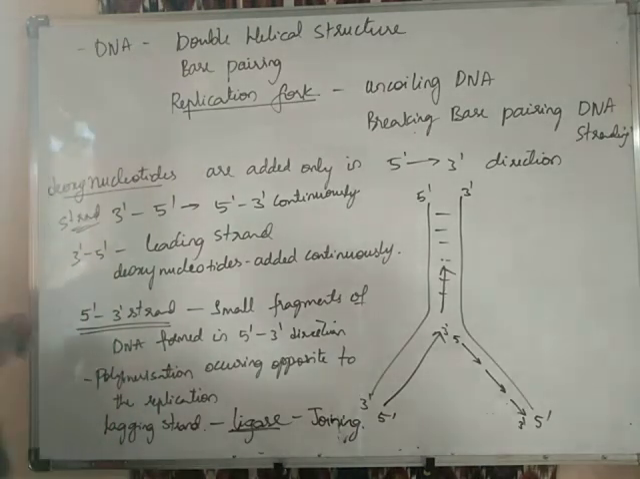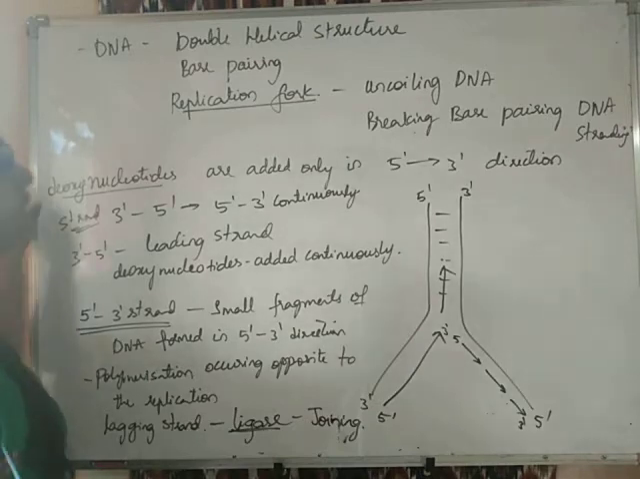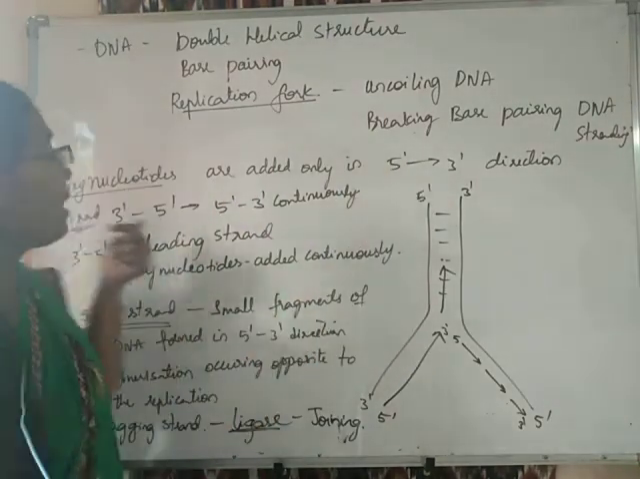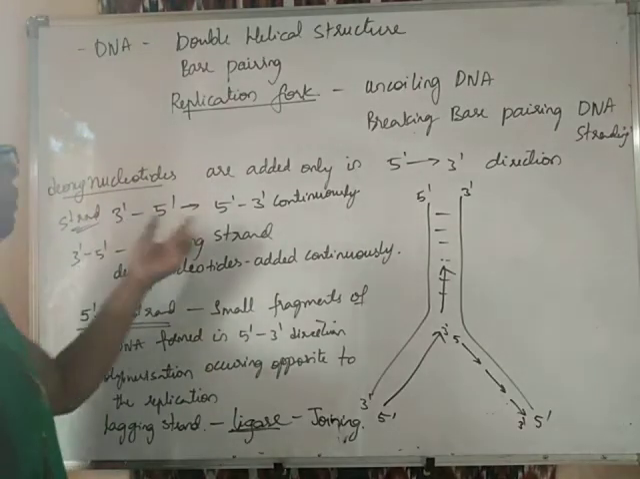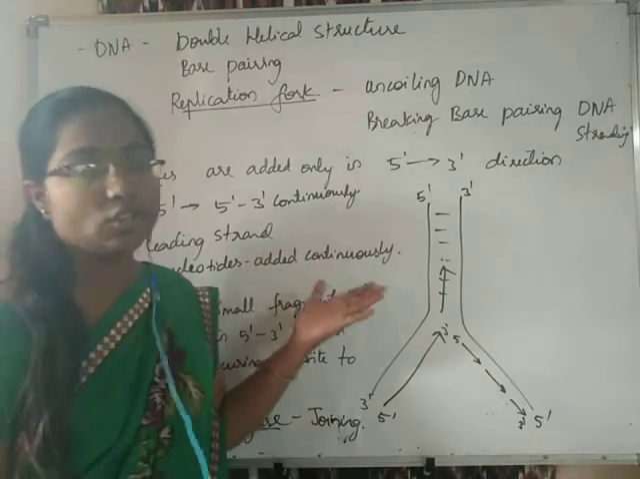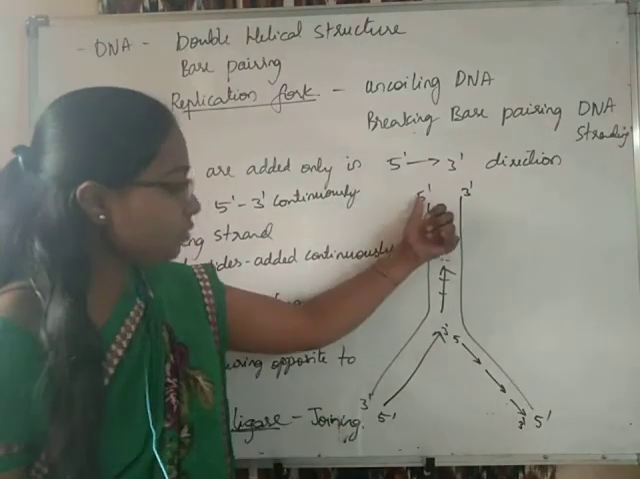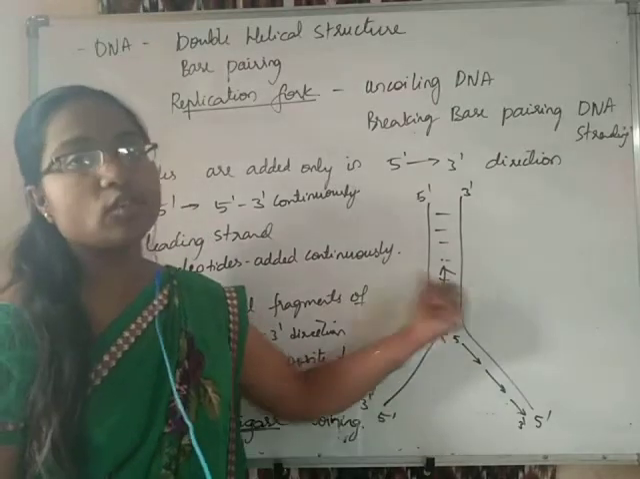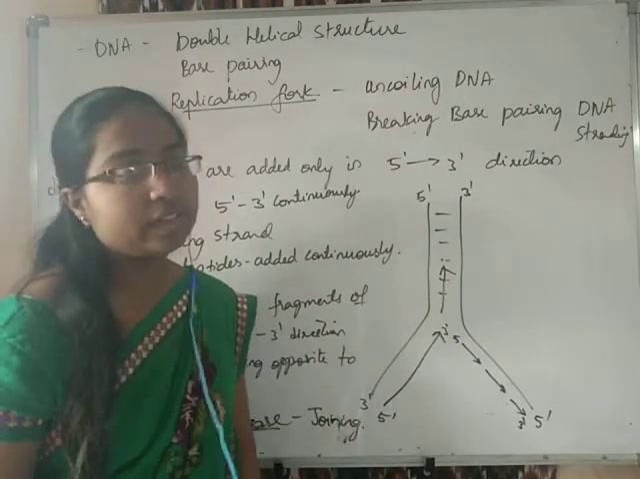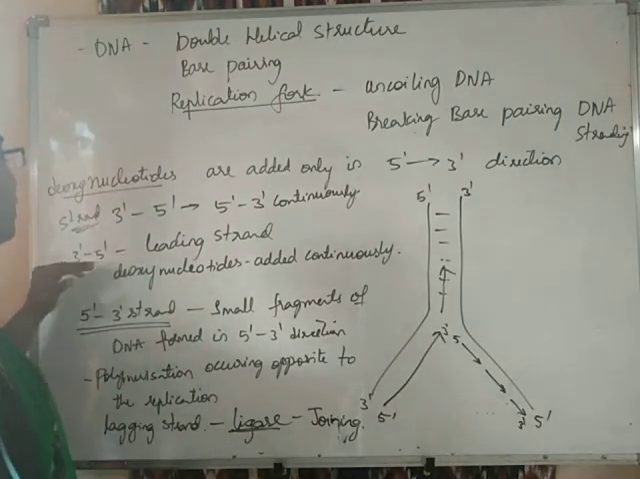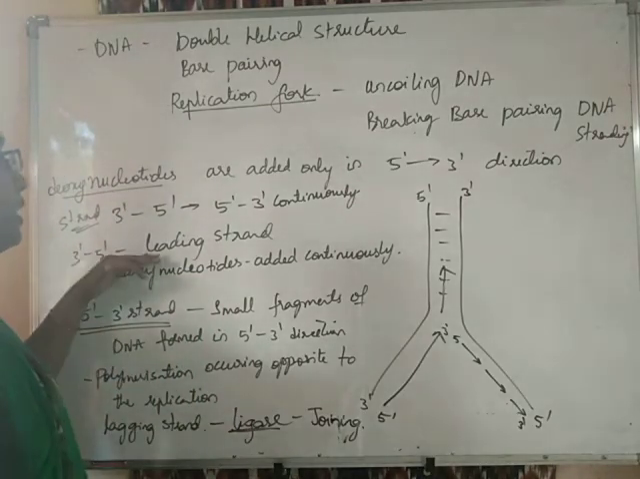So students, deoxyribonucleotides are added in the 5 to 3 direction. When the strand is in 3 to 5 direction, in 5 to 3 direction continuously polymerization can occur. See, this is a 3 to 5 strand. So in 5 to 3 direction, that means along with the replication fork, addition of new nucleotides can occur continuously. This strand is called a leading strand. The 3 to 5 direction strand is called a leading strand.